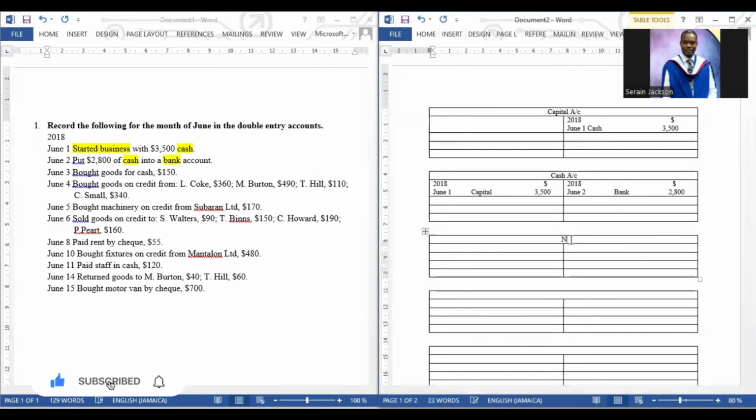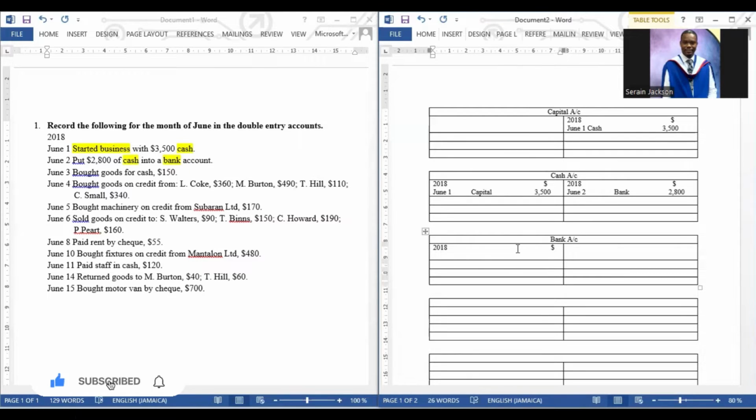So we need to have now a bank account. So this is my bank account. And the bank account is receiving. Not true? All right. So if the bank account is receiving, then we're going to debit it, right? So it's June 2 cash, which is the name of the other account that is affected. And the amount of money is what? 2,800. And that is the second transaction recorded, done and dusted.